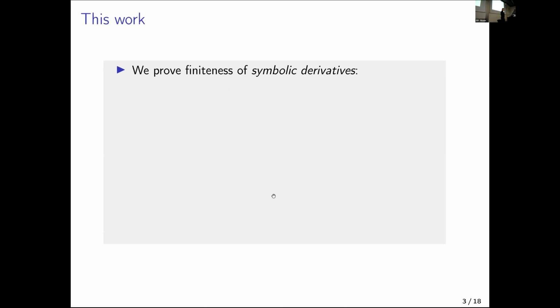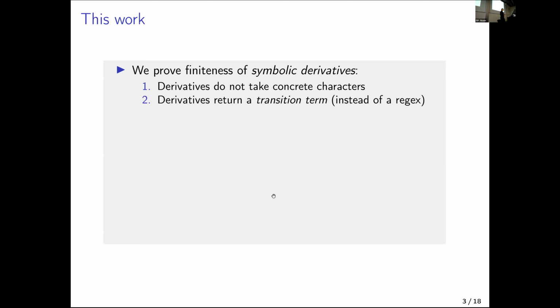So in this work, we extend the proof to what we call symbolic derivatives. The derivative function does not take a concrete character. And instead of returning an expression, it now returns what we call a transition term or a transition tree. We prove finiteness by building an over-approximation for the set of all iterated derivatives.